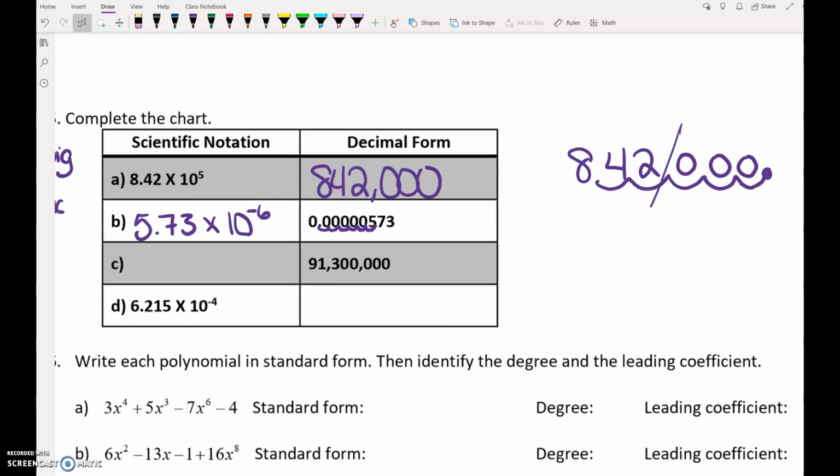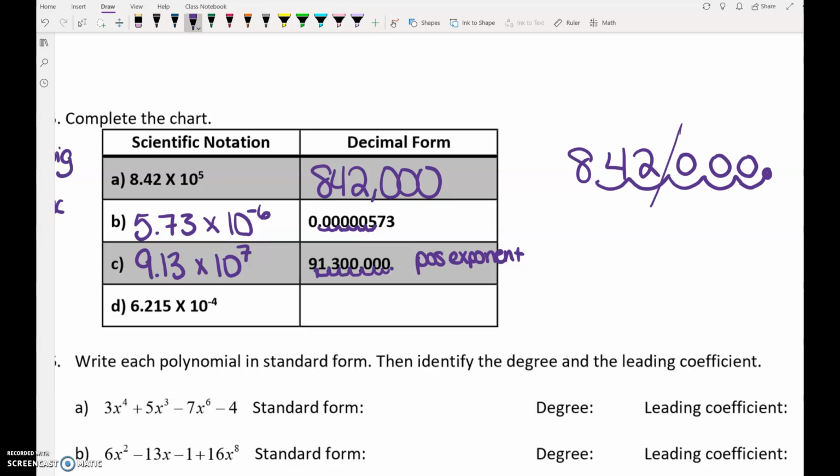C and D, we're kind of doing the opposite of what we did in A and B. So this is a huge number. So this is going to have a positive exponent. It's going to be 9.13 times 10 to the positive something, however many places it is to move the decimal point from where it currently is to where we want it to be right there. So 1, 2, 3, 4, 5, 6, 7, 10 to the 7th.